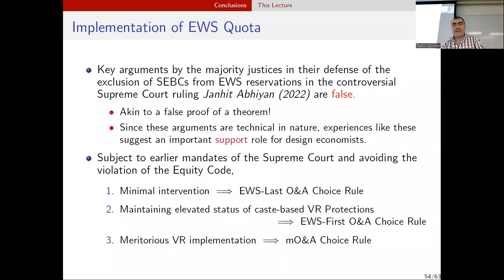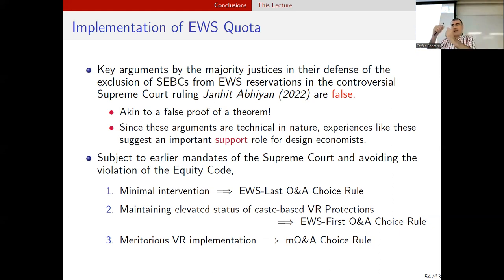Since these arguments are technical in nature, experiences like this suggest an important support role for design economists, right? But we'll be taken seriously only if we stick to what they're trying to do and not change the nature of the problem. And basically, in this court case, there could have been at least three plausible solutions which wouldn't have that controversy. I'm not saying that majority and dissenting justices would necessarily agree between which one to pick, right?